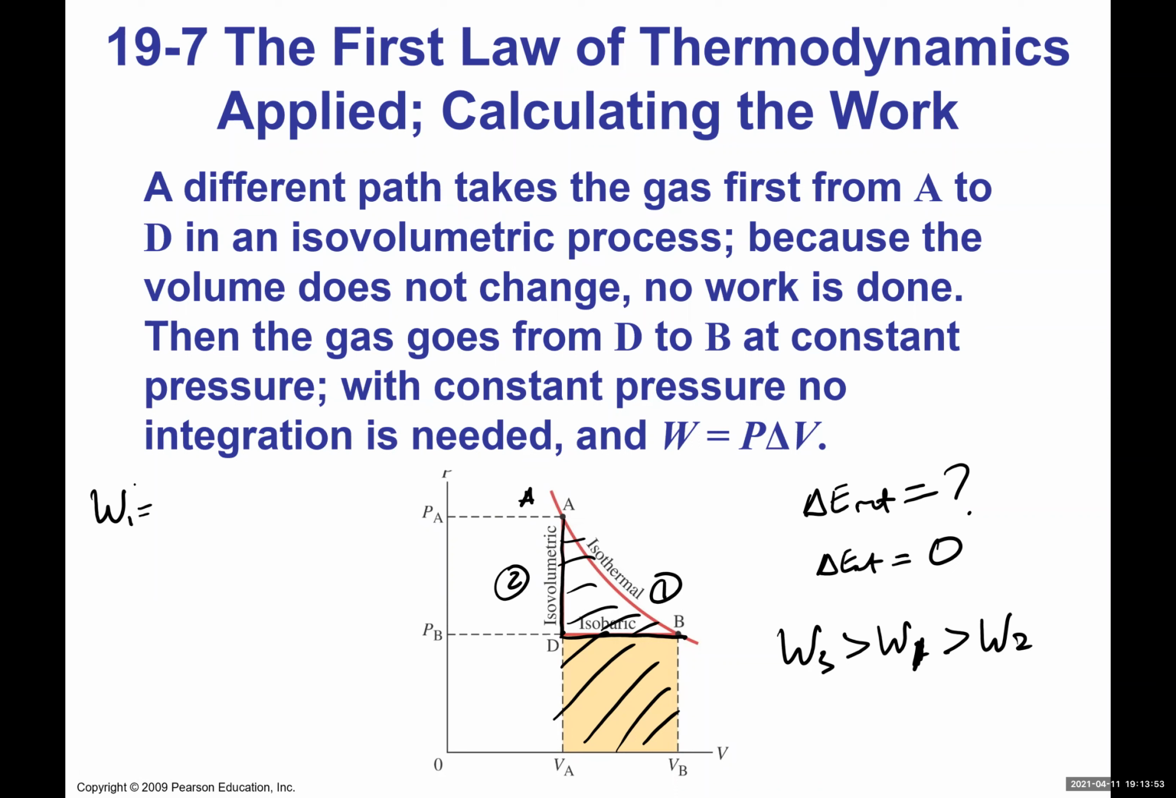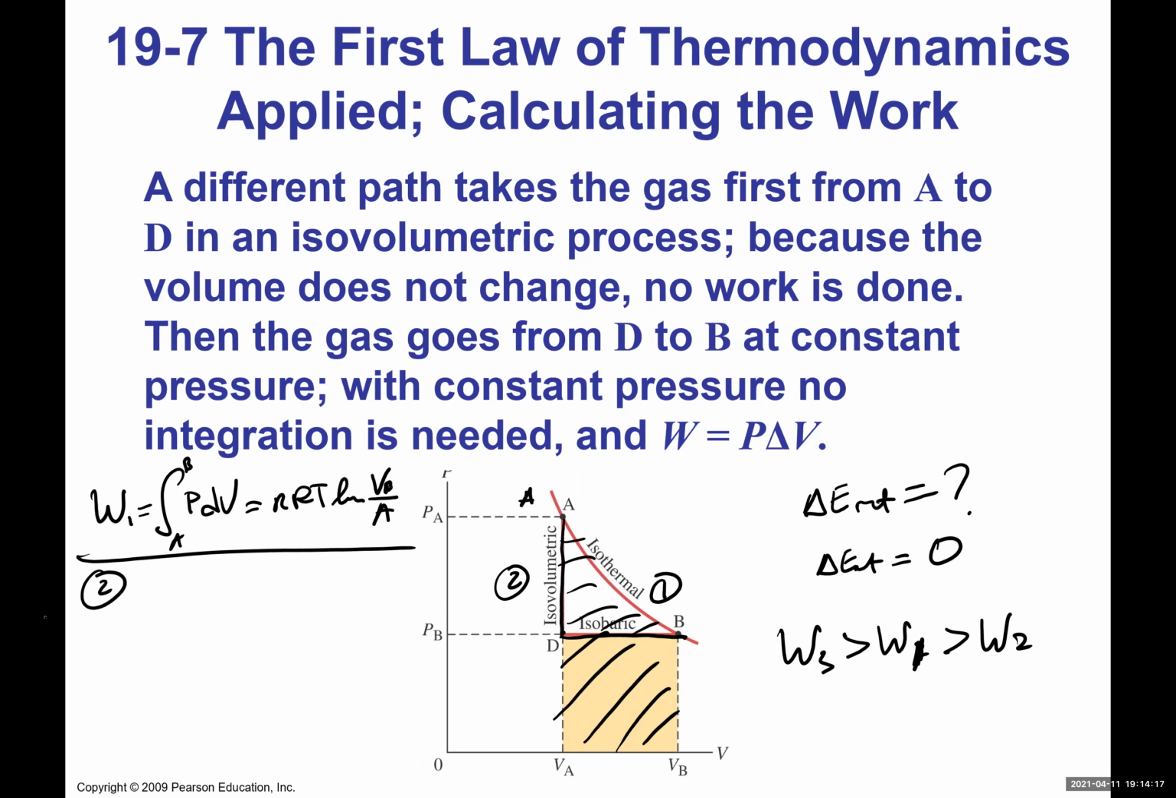Path one is basically nothing but the integral of P dV going from A to B. And as we saw, we had to integrate this to get nRT ln(VB over VA). Okay, so technically it requires an integration.